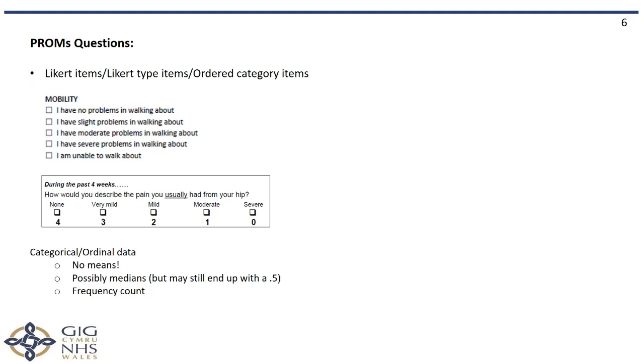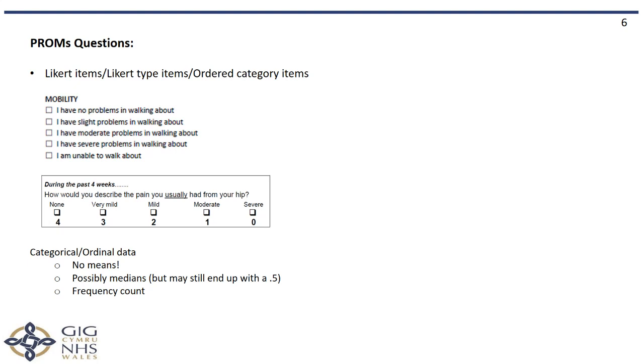Any ordered multiple choice question that doesn't meet the Likert item definition is called an ordered category item. And there's also a weird grey area where some questions are described as Likert-type items, so they agree with some of the Likert item definitions, but not all of them. There are subtleties between these different types of ordered multiple choice questions, but it's quite complicated and I won't try to go into it.